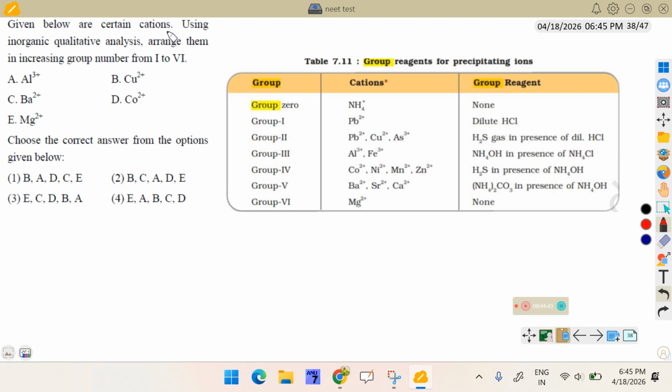Given below are certain cations using inorganic qualitative analysis. Arrange them in increasing group number from 1 to 6. Aluminium group 3, copper group 2, barium group 5, cobalt group 4, magnesium group 6. Now arrange them. 2 is B, 3 is A, increasing order, C, E. First option correct.